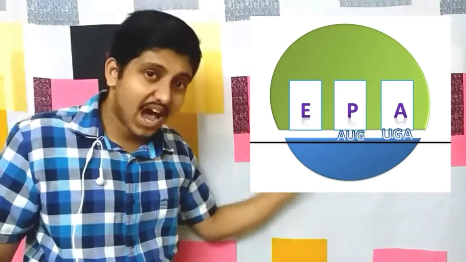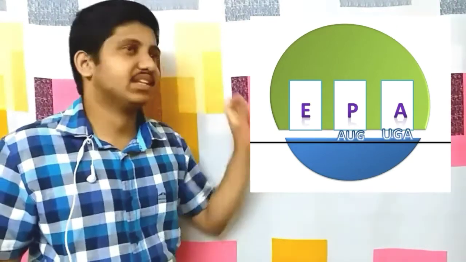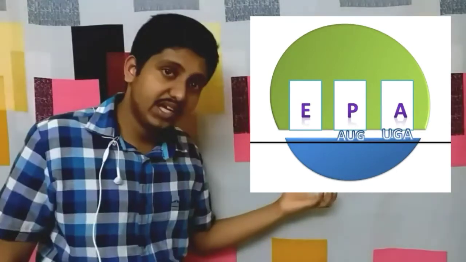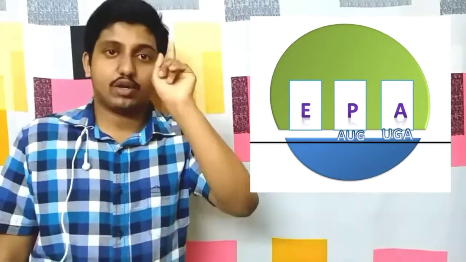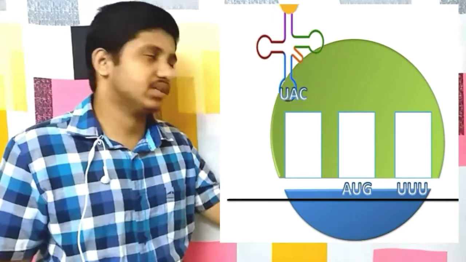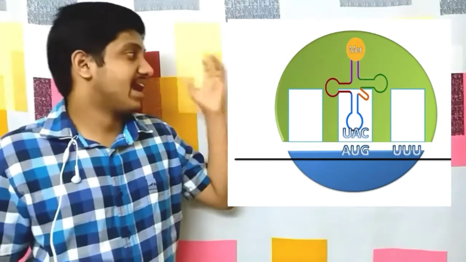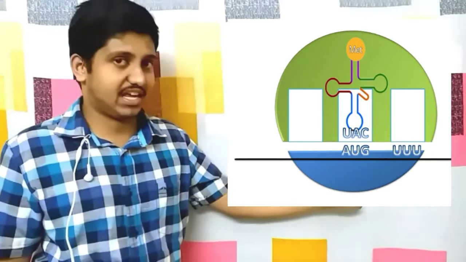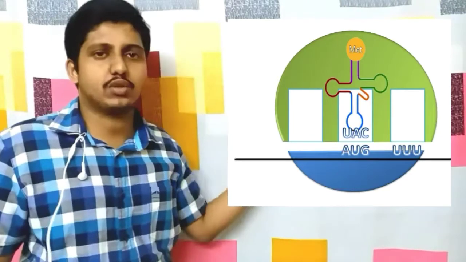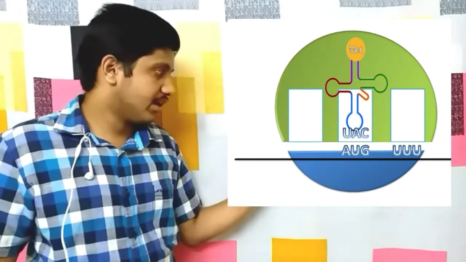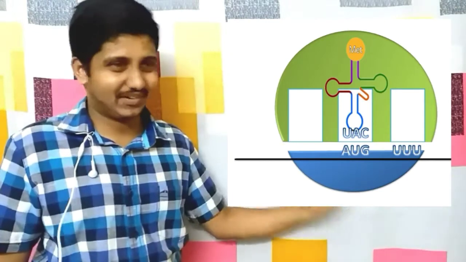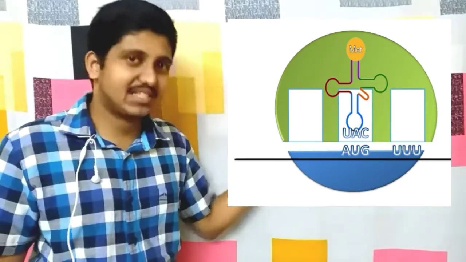The larger subunit attaches in such a way that the start codon, AUG, comes in the P site. So what is the tRNA corresponding to this AUG? We have the initiator tRNA, that is the methionine tRNA, which binds to this P site. The initiator tRNA is the only tRNA which attaches directly to the P site instead of the A site, corresponding to the AUG codon of the mRNA, that is the start codon.